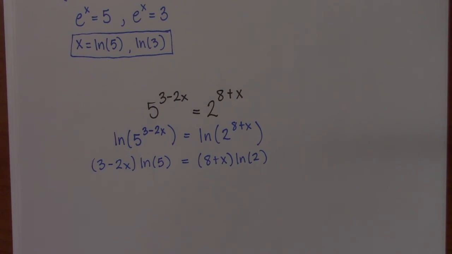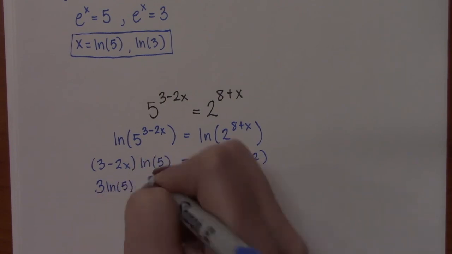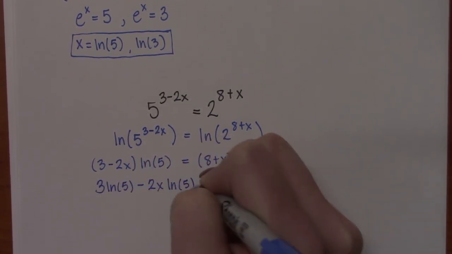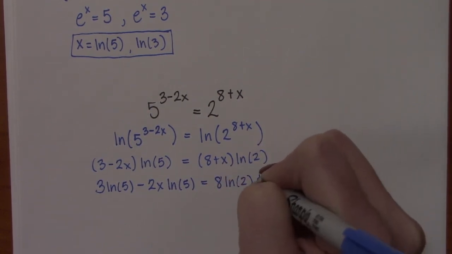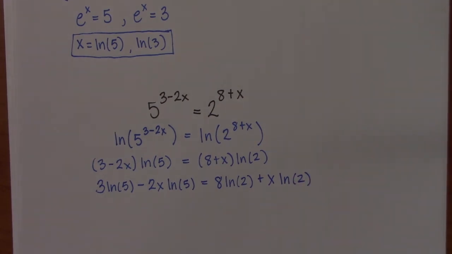Okay? So then in order to solve for x, we actually have to distribute both sides. On the left, we're going to get 3 natural log of 5 minus 2x natural log of 5. On the right, we're going to have 8 natural log of 2 plus x natural log of 2. So now it's just an algebra problem solving for x.